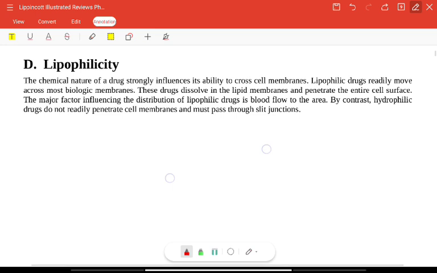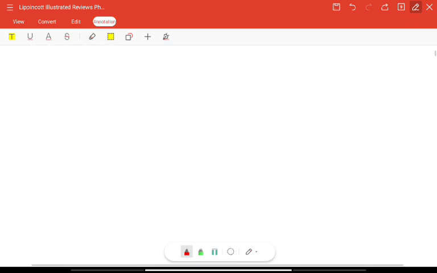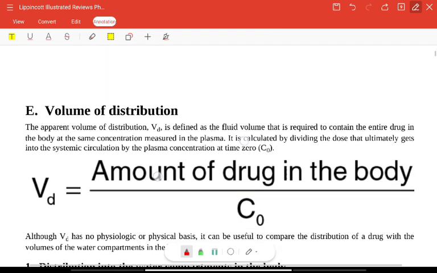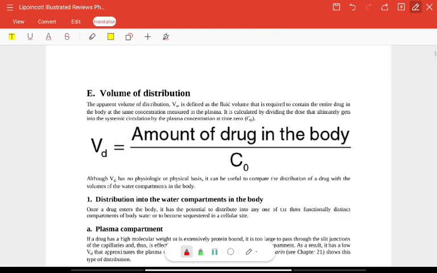Now lipophilicity. This is a common factor. It is a chemical nature of the drug. It facilitates the movement across the biological membranes. Next is volume of distribution in the next lecture.